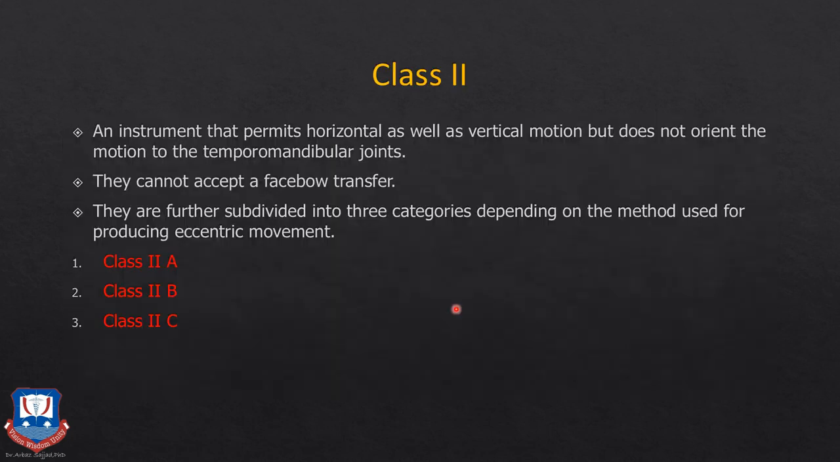So next classification is a class 2 articulator. This is an instrument that permits horizontal as well as vertical motion. So here it is not just vertical motion, to a certain extent it allows the horizontal movement of the upper and lower members of the articulator, but it is very arbitrary. It cannot accept a face-bow transfer, and it's further divided into three categories, that is class 2A, B and C.